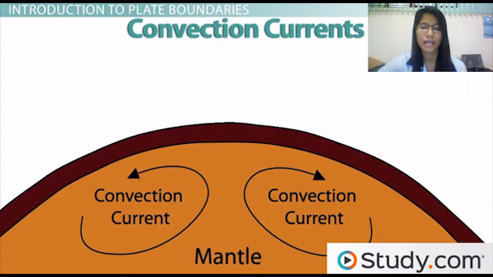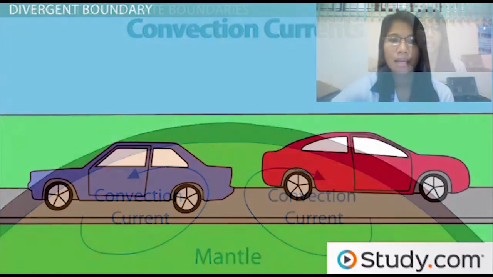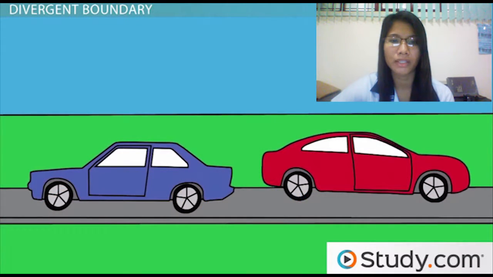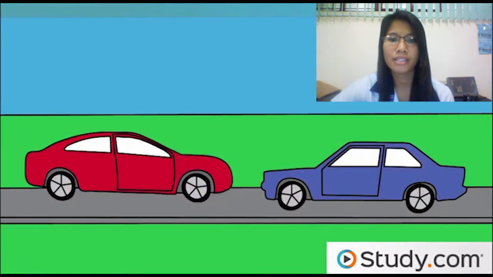Getting back to the example of cars, when two cars are next to each other, there are three possible ways for the cars to move in relation to each other. Plates act in a similar manner. The first way two cars can move relative to each other is in divergent directions, like passing a car going the other way. Plates also can pull apart from each other. This is known as a divergent boundary.